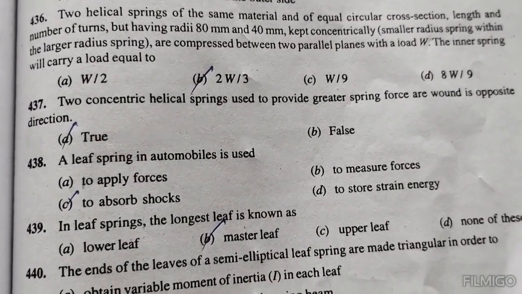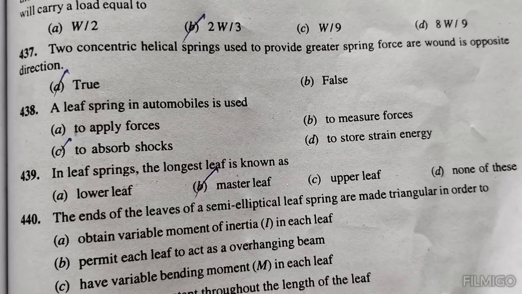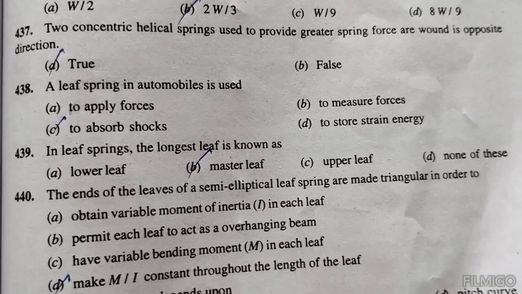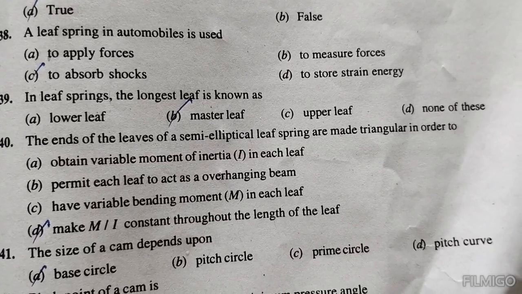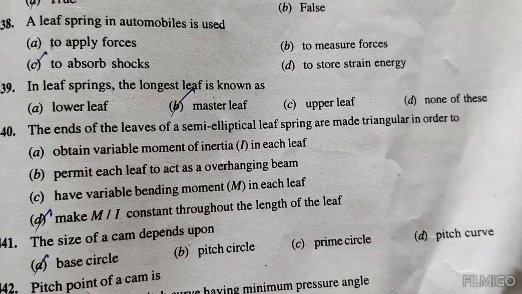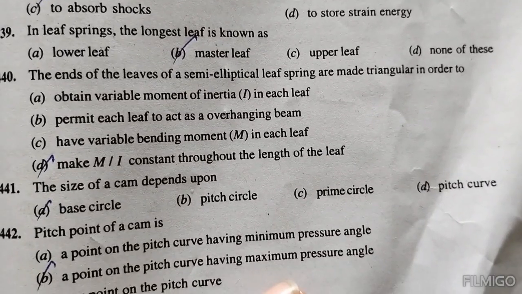A leaf spring in an automobile is used to absorb shocks. In a leaf spring, the longest leaf is known as the master leaf. The ends of a semi-elliptical leaf spring are made triangular in order to make M/Z constant throughout the length of the leaf.